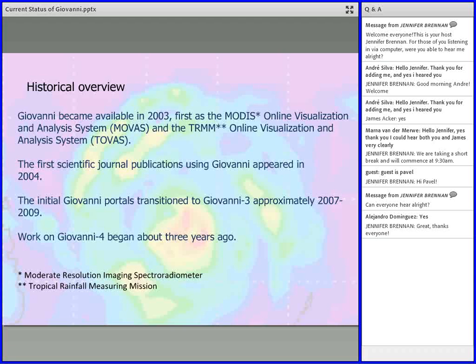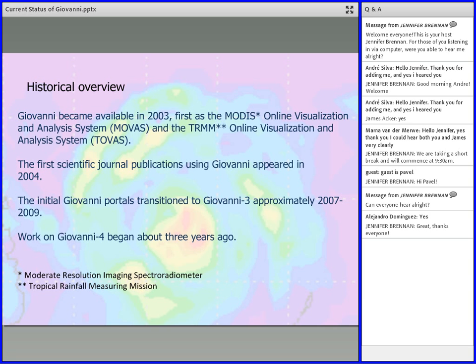Now, this is a fairly short historical overview. When you look back at the history of the system, Giovanni first became available in 2003. It wasn't called Giovanni right off the bat. It was called the MODIS Online Visualization and Analysis System, MOVAS for short. And it was also set up as the TRMM Online Visualization Analysis System, or TOVAS for short. And you will still find references in the literature today to TOVAS.